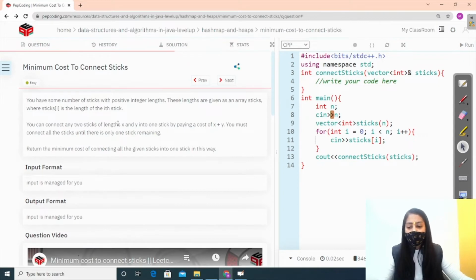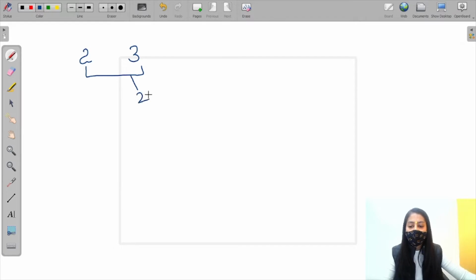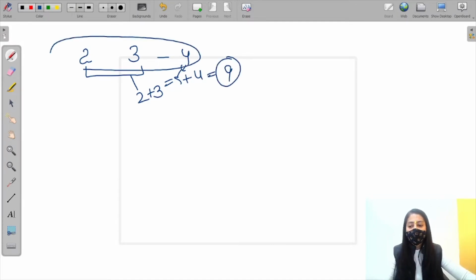So you can connect any two sticks of lengths x and y into one stick by paying a cost of x plus y. So if for example you are given two sticks of length 2 and 3, and you have to combine these two sticks into one stick, you have to pay a cost of 2 plus 3, that is 5, right? For example, you have another stick 4. Now in order to combine all these sticks, you have to again pay a cost of 4, right? So a total cost of 9 is to be paid in order to combine all these sticks, right?